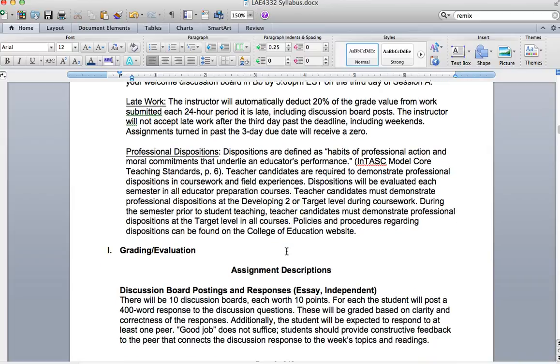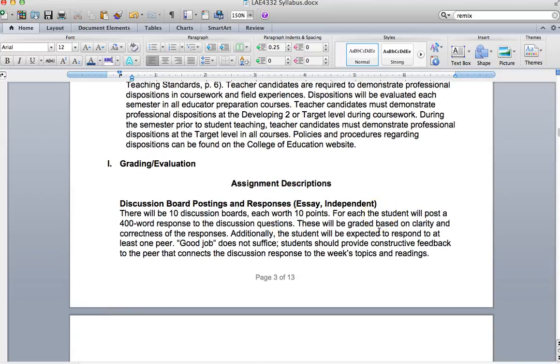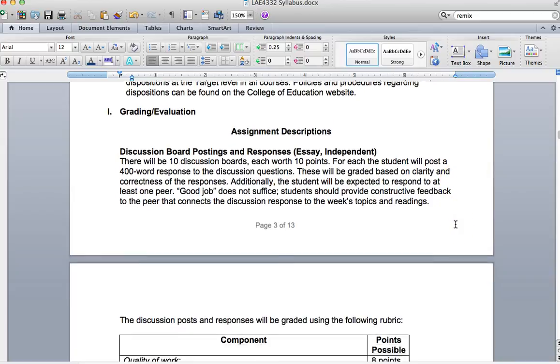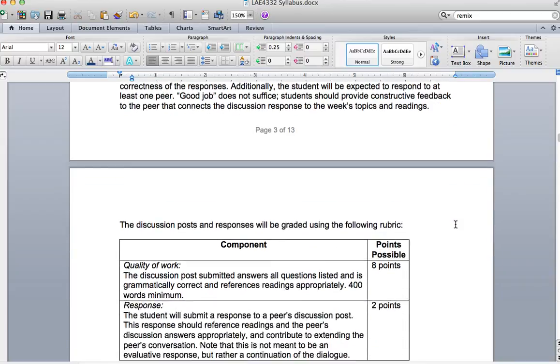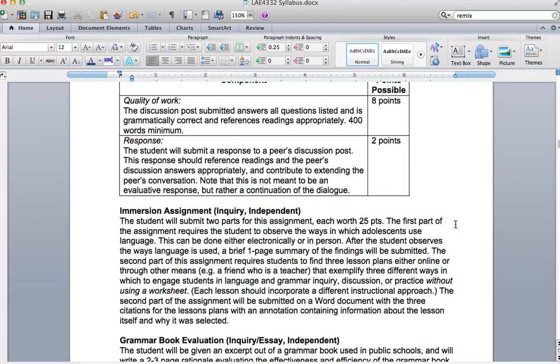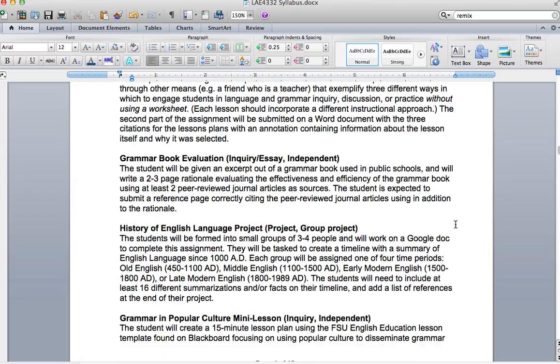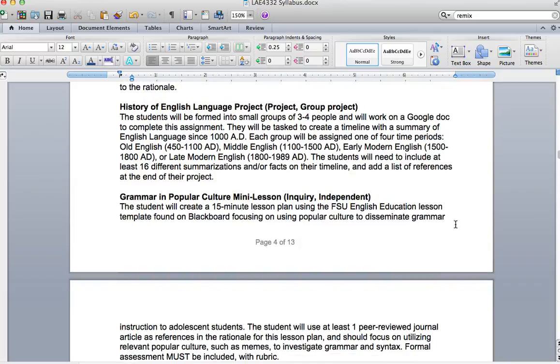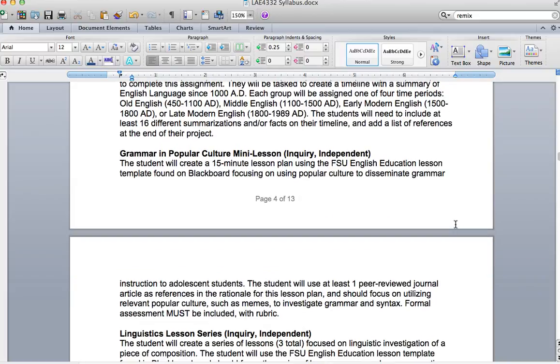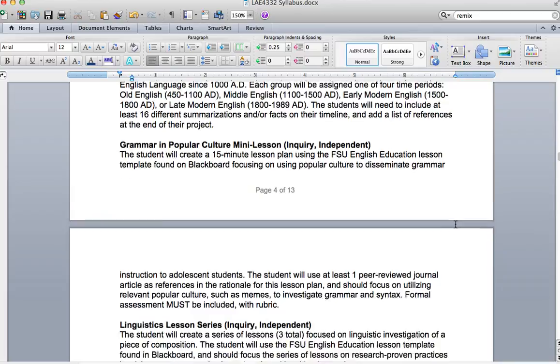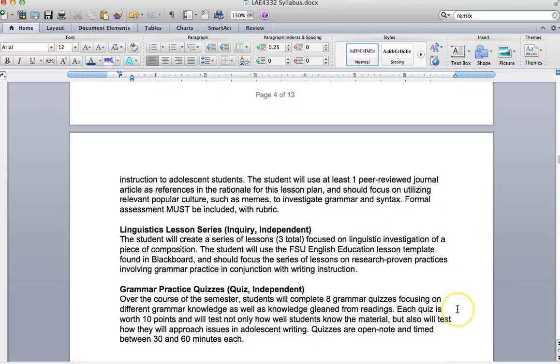Okay, for lecture 2, we will go in depth in terms of these assignments outlined. There will be discussion board postings and responses that you'll do every week. You'll have an immersion assignment, you'll have a grammar book evaluation, a history of English language project, which is going to be a group project. You're also going to submit several lesson plans. You're going to submit just one grammar and popular culture mini lesson. And then for your final, you're going to submit a lesson series of 3 total lessons that can vary.